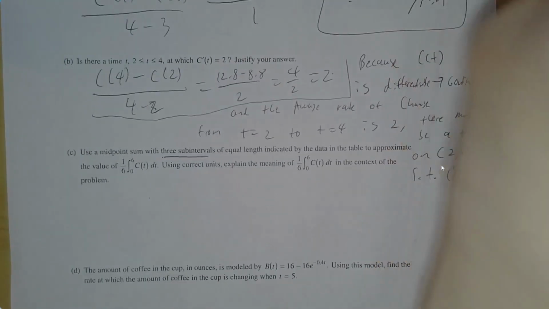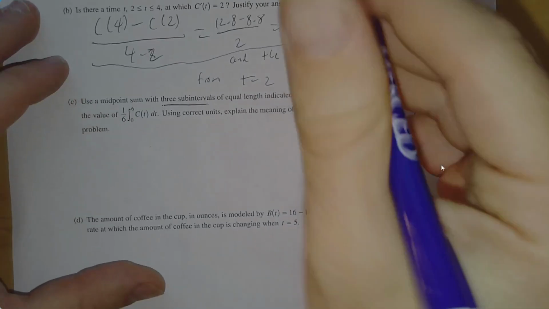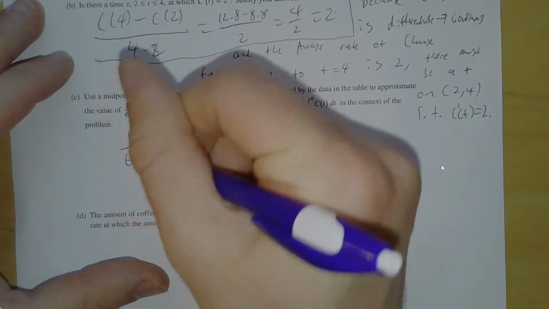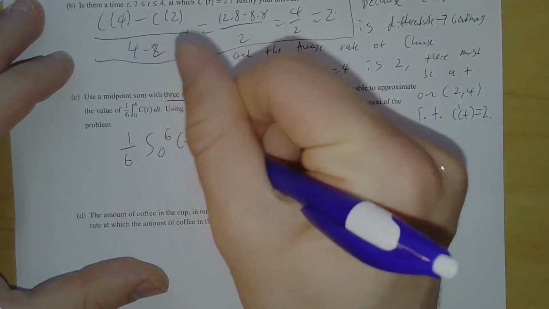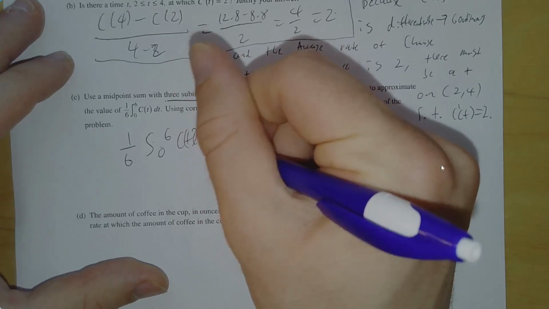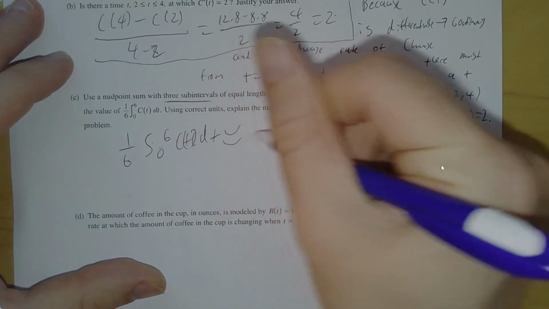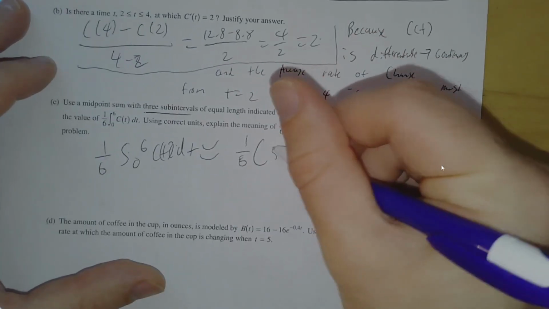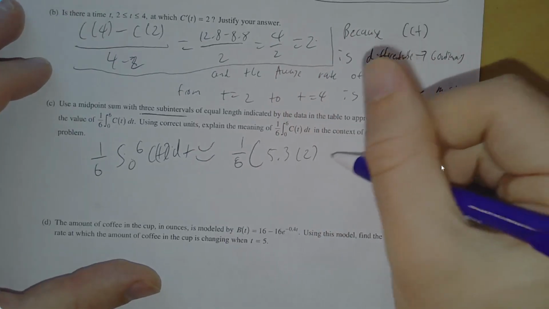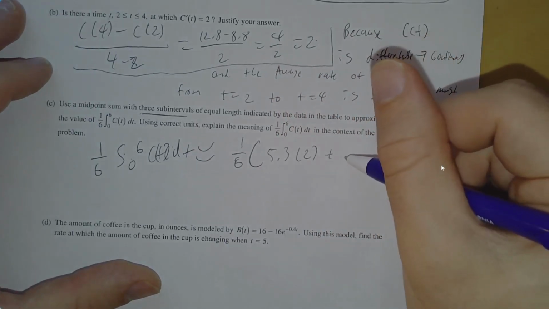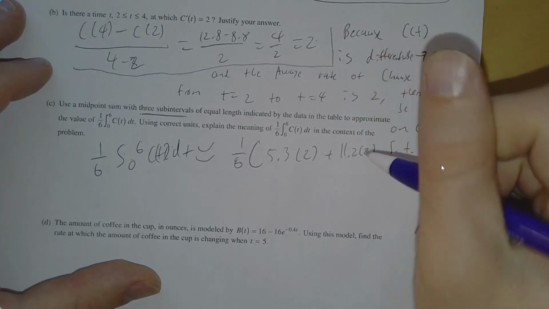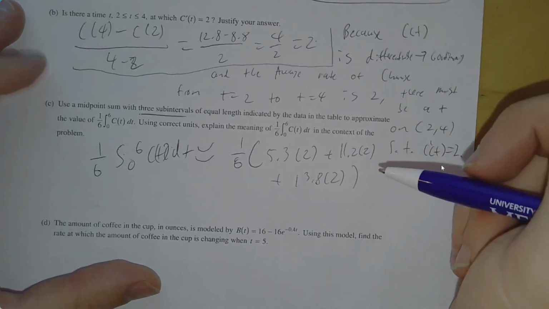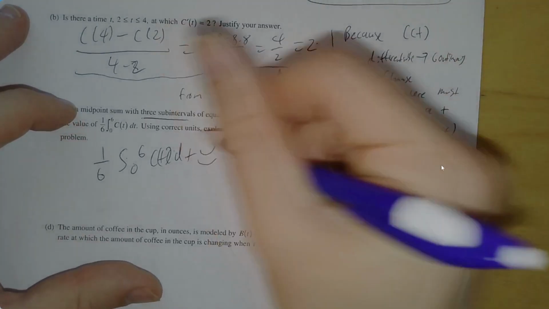So we're going to say that this 1 over 6 integral 0 to 6 c of t dt is approximately 1 over 6 times 5.3 times 2 plus 11.2 times 2 plus 13.8 times 2. And I can just leave it like that. That's fine. So I did approximate it, and then using correct units, explain the meaning of it.